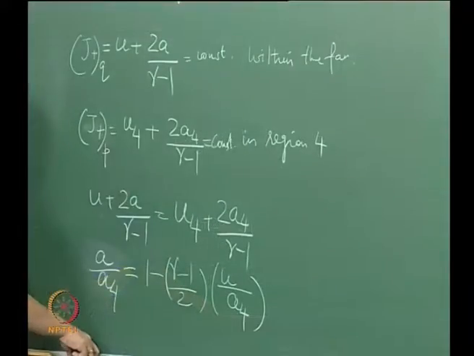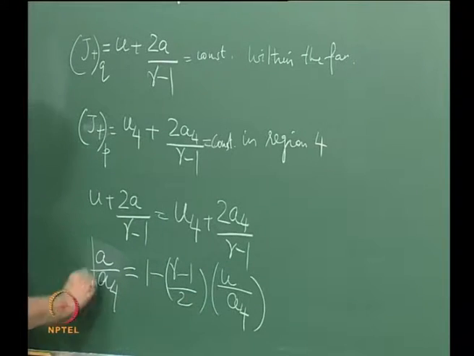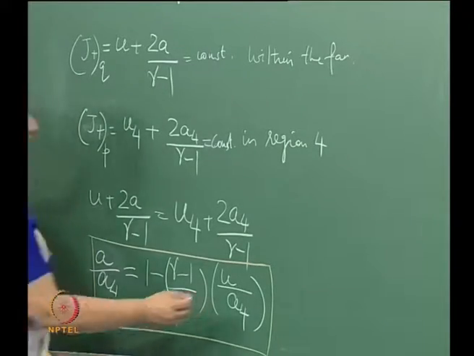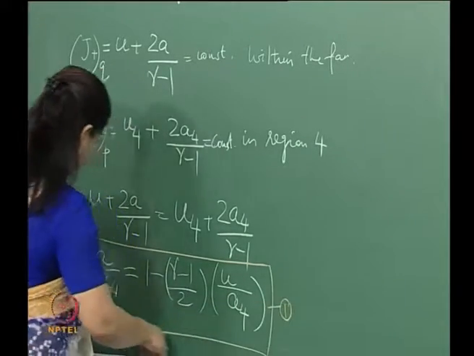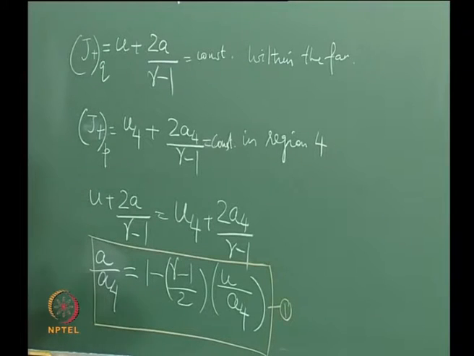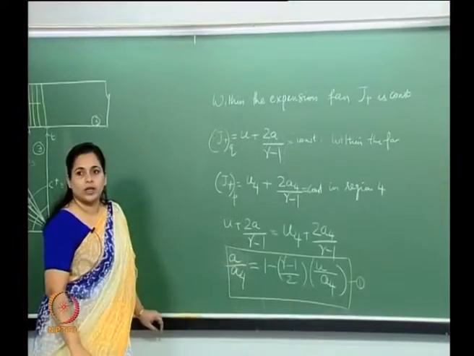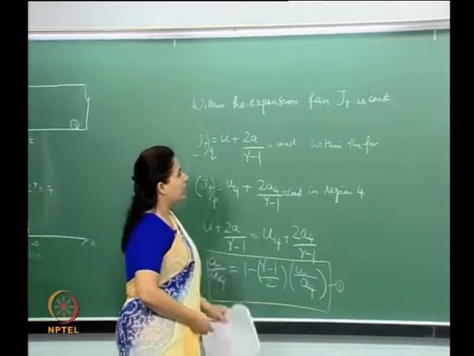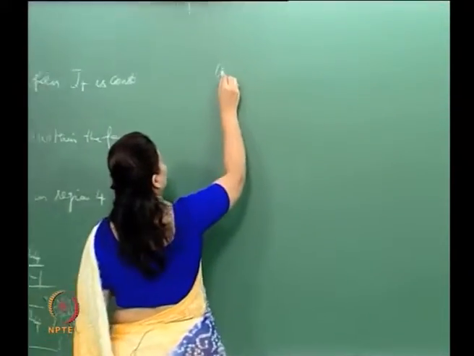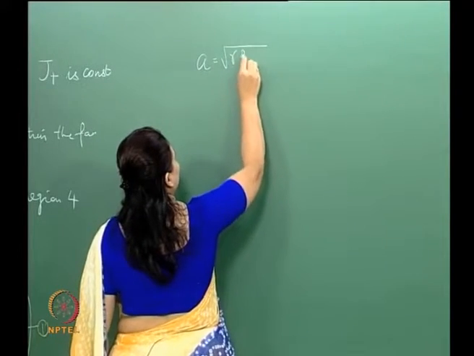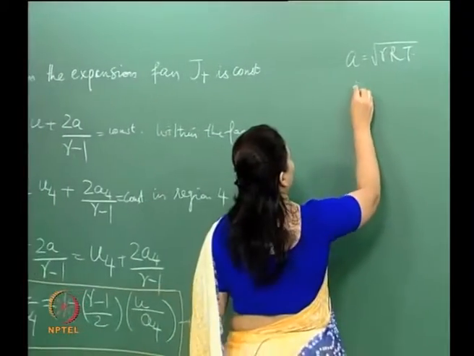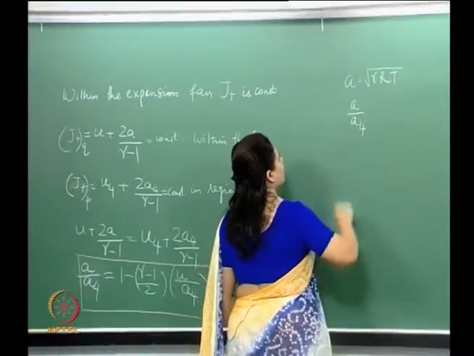Okay. So, we get this sort of an expression. Let us call this 1. Now, basically what we are trying to do here is find out the relationship properties within the expansion fan. Now, what we know is that, and the relationship that we have is A by A4.